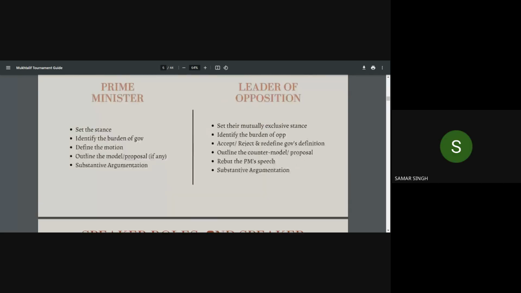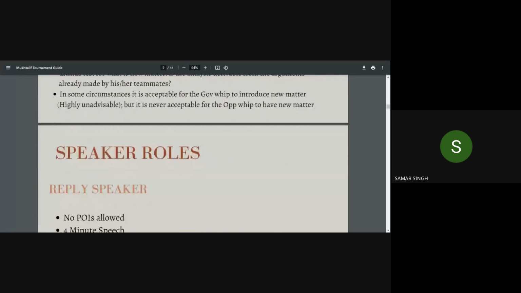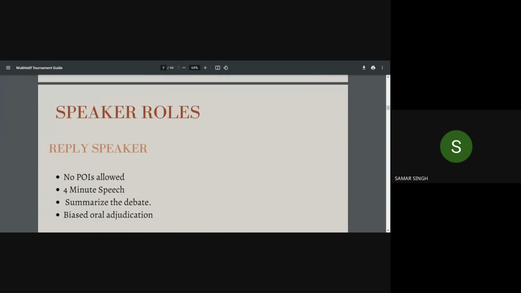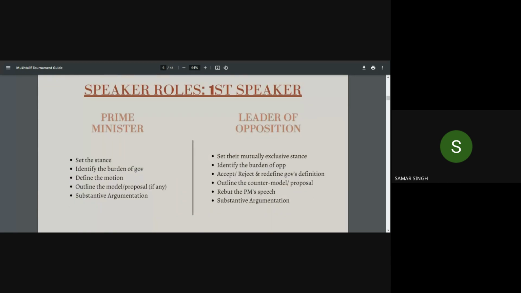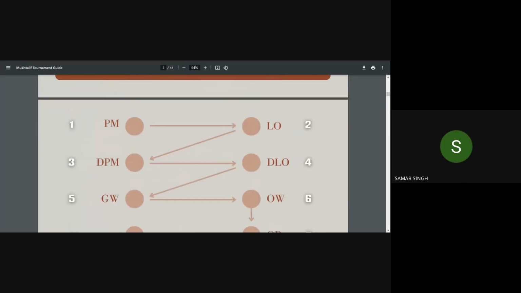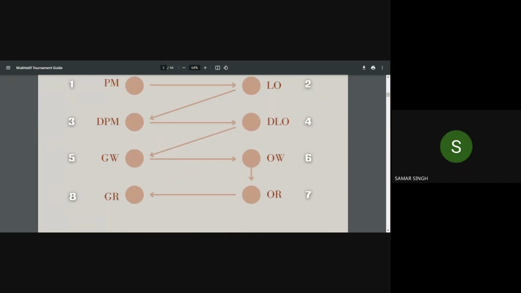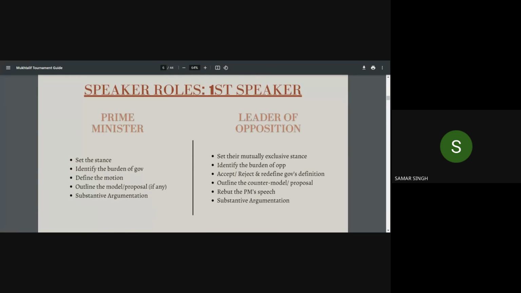What reply speech is, we will discuss here. So don't worry about that. We have not understood what the speeches are yet. This was just the order of speech. The role of speeches will come here. Any other doubts from anyone else?